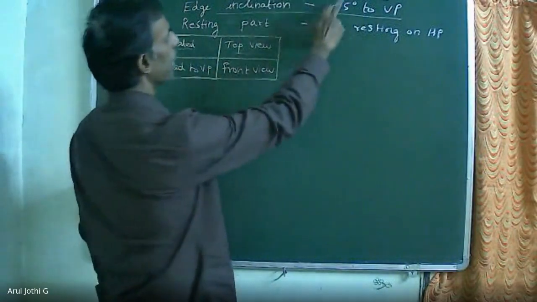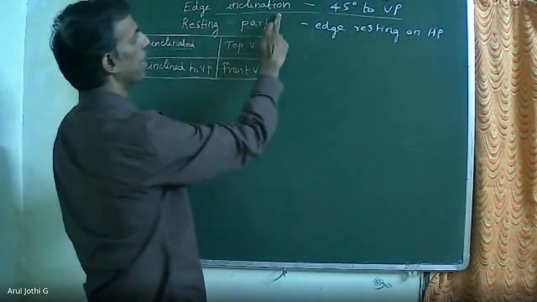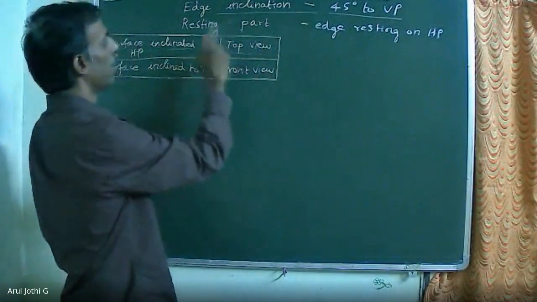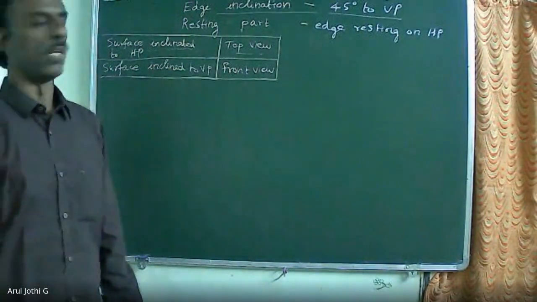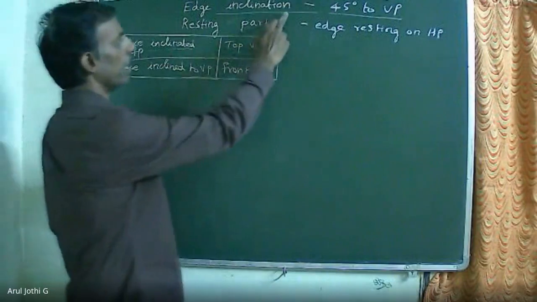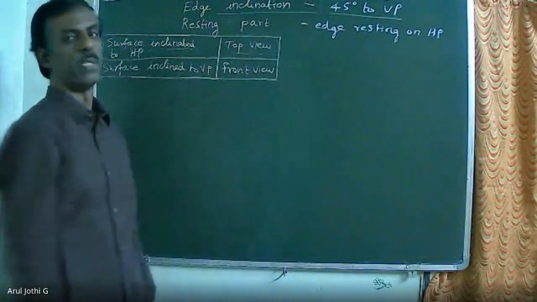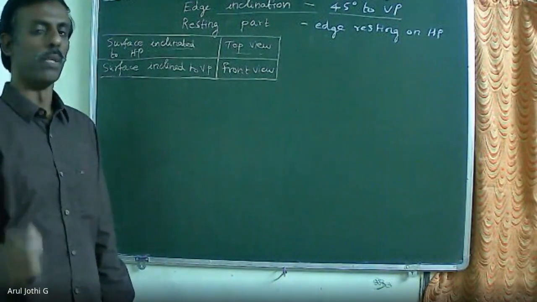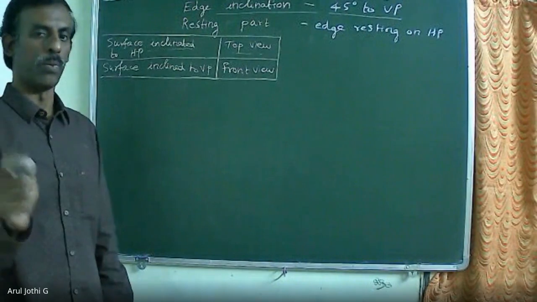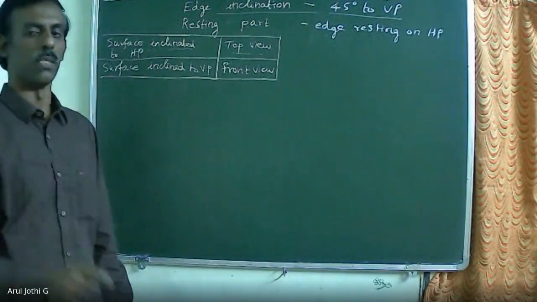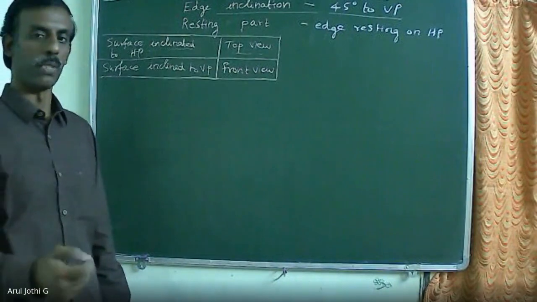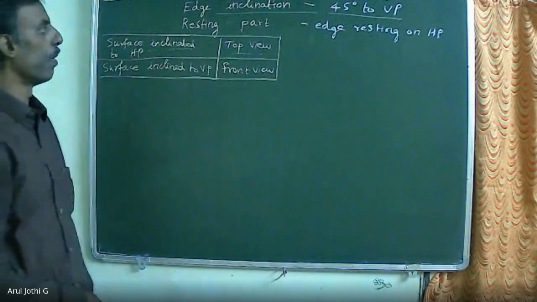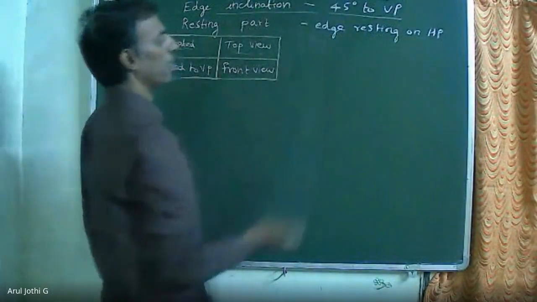So the given condition is the surface is inclined 30 degree to HP, edge is inclined 45 degree to VP, one of the base edges resting on HP. So the resting part is edge resting on HP, that resting edge is inclined 45 degree to VP, surface inclined 30 degree to HP. So if you read any problem, the surface inclination you have to look for. Based on the surface inclination only, you have to decide whether to start the diagram in the top view or in the front view. For example, in this problem, the surface is inclined 30 degree to HP.